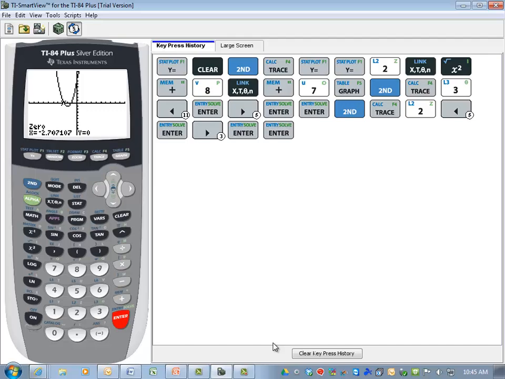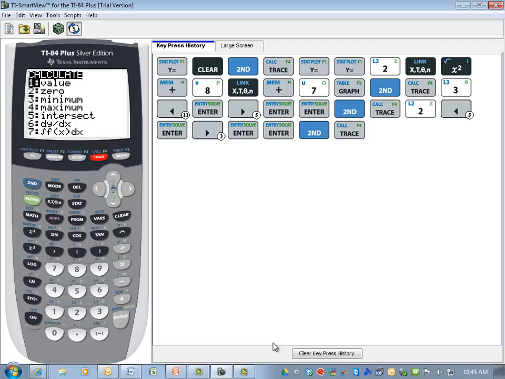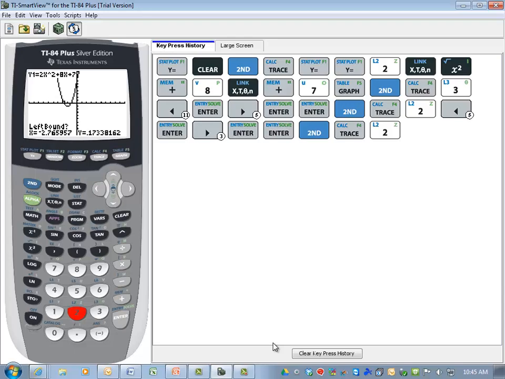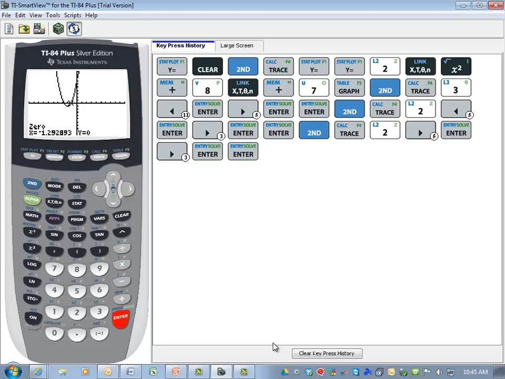So that first zero there is -2.71, comma, the y value is 0. That's my first zero. Now I need to get the zero here on the right. I'm going to do the same process. Second, trace, zero. Left bound: I'm going to go just to the left of it, which is weird because it's just a little bit underneath it. Then I scooch up to get just a little right of it. Hit enter. Hit enter one more time. And there's my other zero, which is -1.29, comma 0. So now I have my two zeros and my vertex.